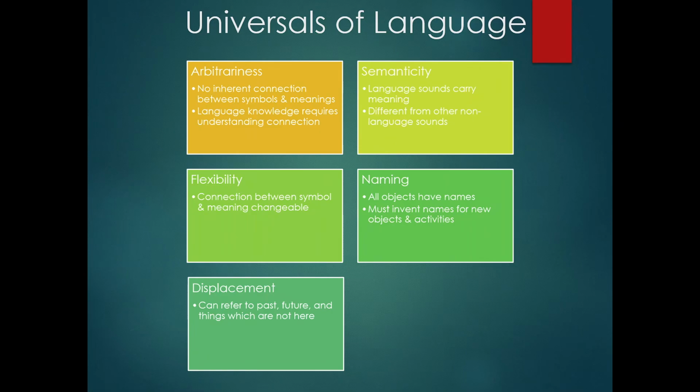Displacement is probably one of the most important aspects of language because it allows us humans to communicate with each other about things that happened in the past or things that haven't even happened yet. They're maybe going to happen in the future. We can talk about things that exist in the world right now but aren't here, right? So I can refer to my office when I'm not there. I can talk about my car when I'm not driving it, right? We can talk about these things because language provides this displacement ability.